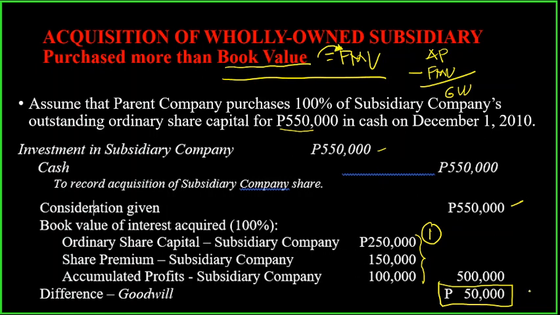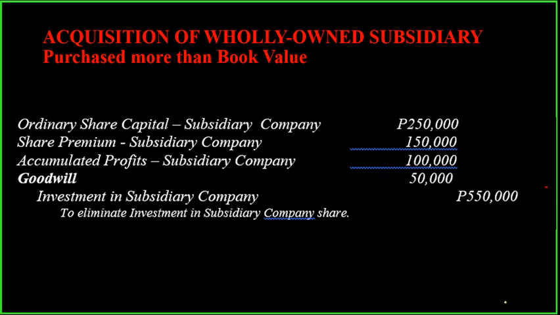Okay, we'll have the second. This will be your second elimination entry na. But in this case, we can actually combine. Ayan. So, to eliminate the book values of net assets acquired, and then second, to record your goodwill. Kung ako yung gumagawa nito, I have one entry for this and I will have a credit of 500. And then I will have another entry for the goodwill. Debit to goodwill at 50,000 and credit investment in subsidiary company at 50,000.